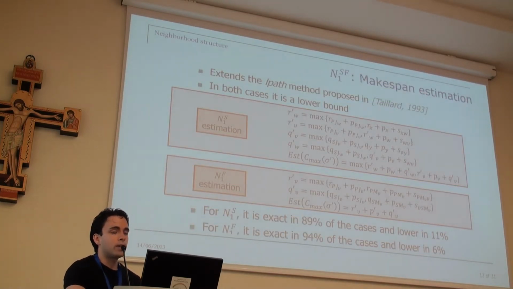Well, finally, when we have all the neighborhood generated, we have to choose one of the neighbors. Computing the exact makespan for all the neighbors is computationally costly, so we propose to use estimation procedures. In particular, we extend some procedures used in a previous paper. They are lower bounds, they are fast to evaluate, and they are very accurate. In fact, in about 90% of the cases, the estimation was exactly the real makespan of the neighbor.